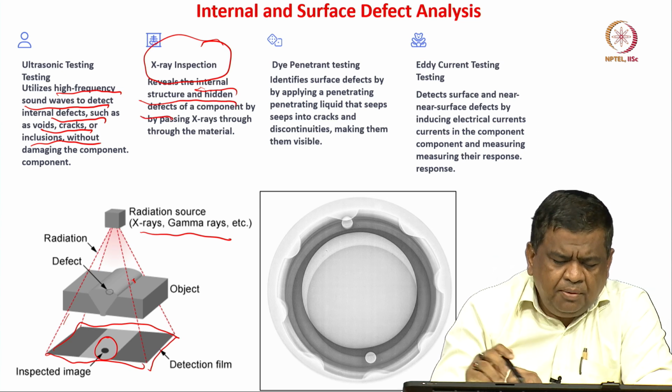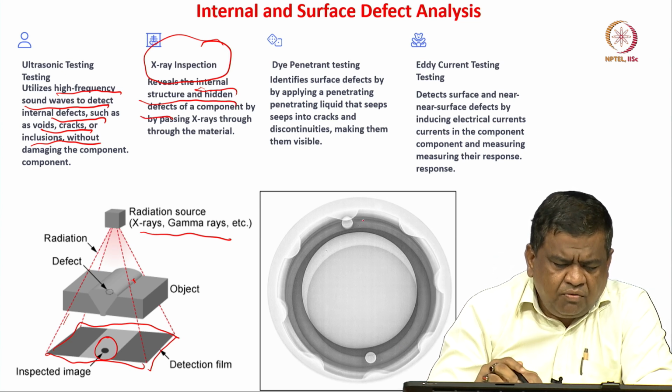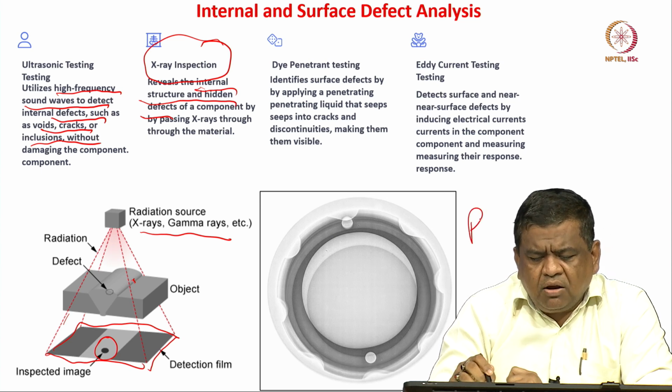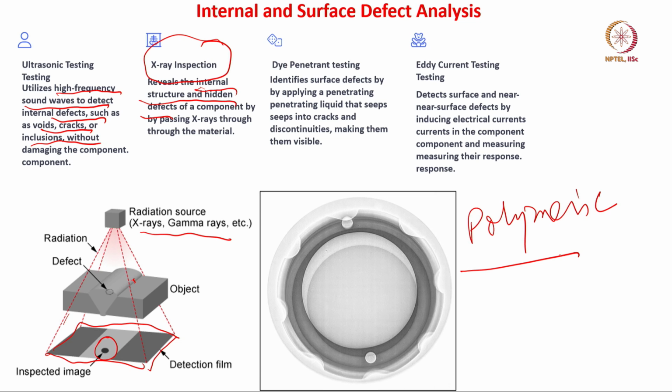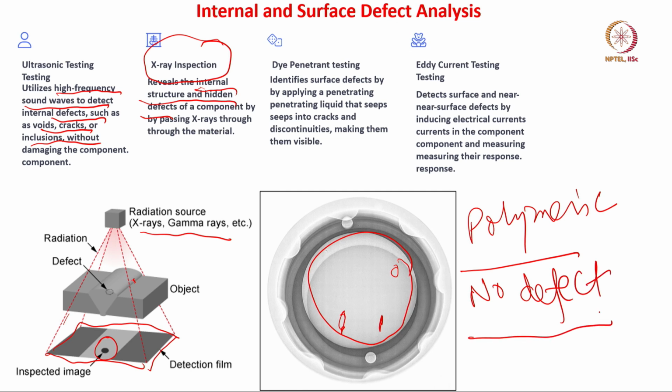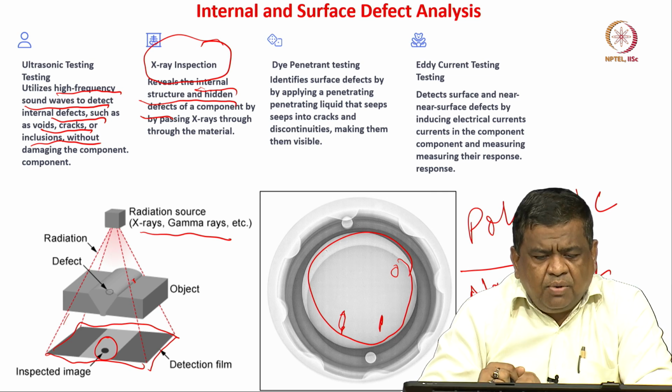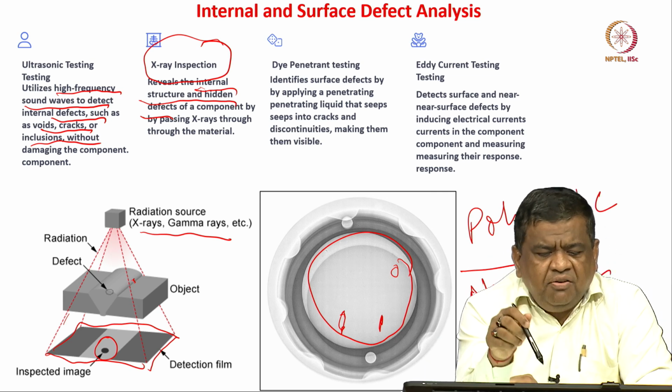For example, this is one engineered component, one of the polymeric components. After injection molding, we are interested in whether, across this entire area of the component, there are blowholes or any other kind of defects, but this essentially shows no defect. If there is no defect, then quality control passes these components for further analysis or commercialization. Dye penetrant testing.